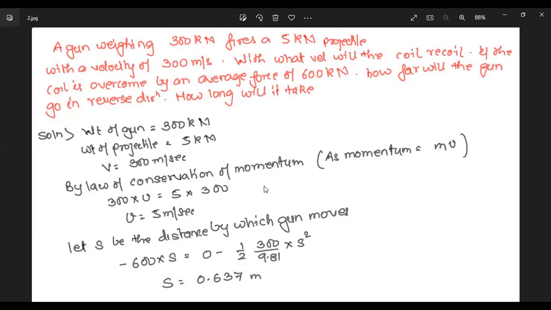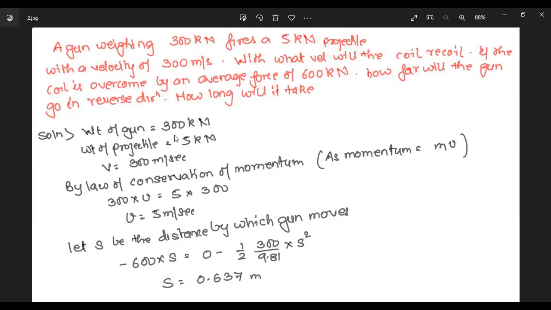So if a gun is used to fire a shot, obviously it will have a certain recoil velocity, and the purpose is to find out the recoil velocity. The recoil velocity will be calculated by the law of conservation of momentum. Now, momentum is mass into velocity. The law of conservation of momentum says that the momentum before any action will be equal to the momentum after any action.